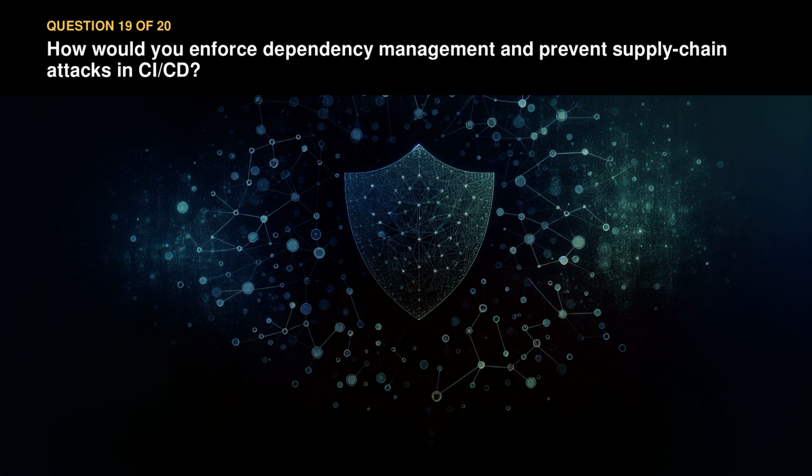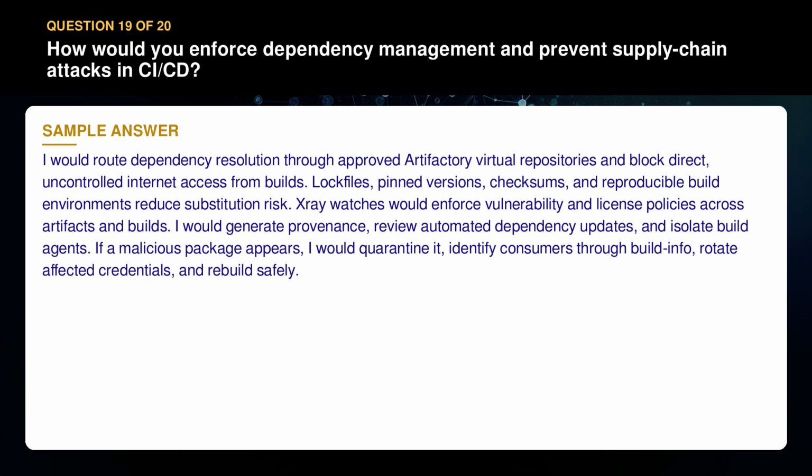Question 19. How would you enforce dependency management and prevent supply chain attacks in CI/CD? I would route dependency resolution through approved Artifactory virtual repositories and block direct, uncontrolled internet access from builds. Lock files, pinned versions, checksums, and reproducible build environments reduce substitution risk. Xray watches would enforce vulnerability and license policies across artifacts and builds. I would generate provenance, review automated dependency updates, and isolate build agents. If a malicious package appears, I would quarantine it, identify consumers through build info, rotate affected credentials, and rebuild safely.